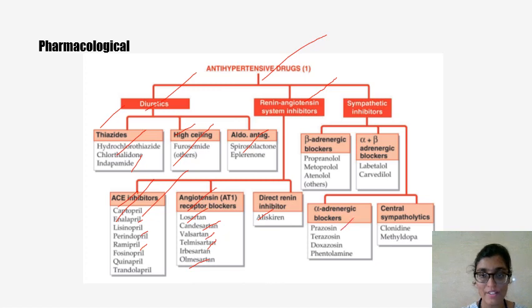aliskiren. Sympathetic inhibitors: beta blockers like propranolol, metoprolol, atenolol. Alpha beta blockers are labetalol and carvedilol. Alpha adrenergic blockers are prazosin, terazosin, phentolamine. Central sympatholytics are clonidine and methyldopa. So these are all the classifications of antihypertensive drugs.